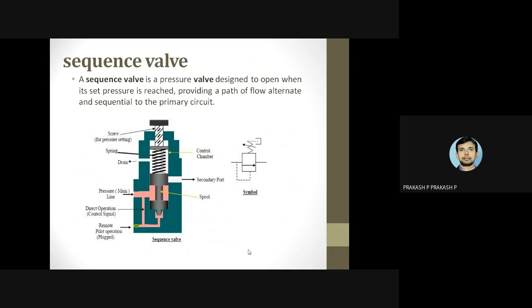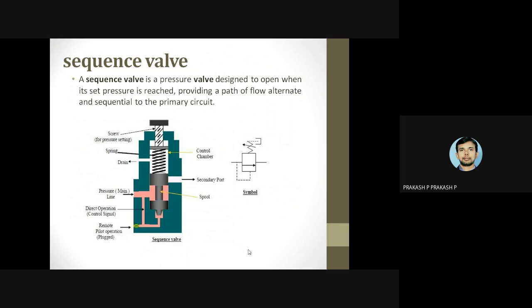Suppose I have to set the pressure at 10 bar. If the pressure reaches 10 bar, it provides a path for the excess pressure. It provides an alternate flow path sequentially to the primary circuit.